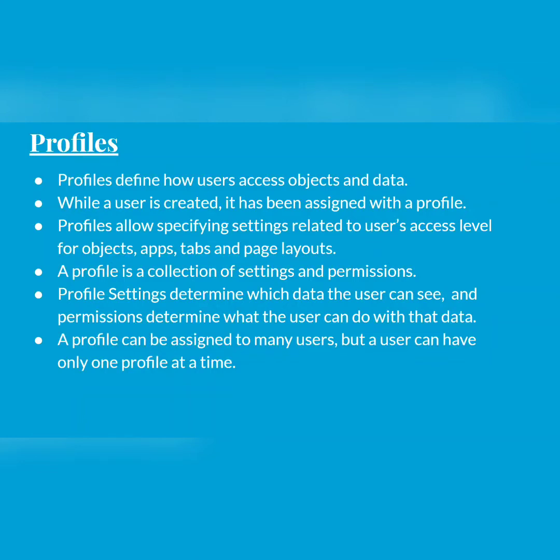And permissions determine what the user can do with data. Profile settings will tell you these are the data which the user can see, but the permissions which you are giving them, like create, edit, delete, different kinds of permissions, determine what that particular user can do with the data which he is able to see. So that is the combination of profile settings and permissions which comes under a profile.